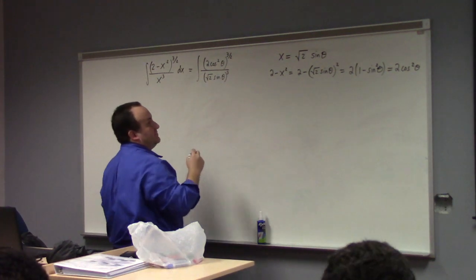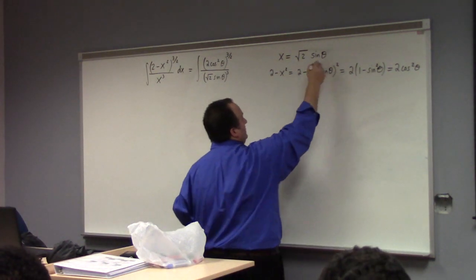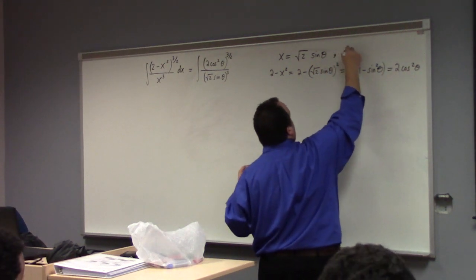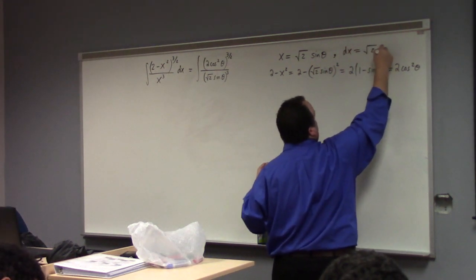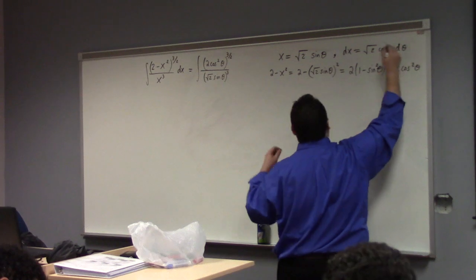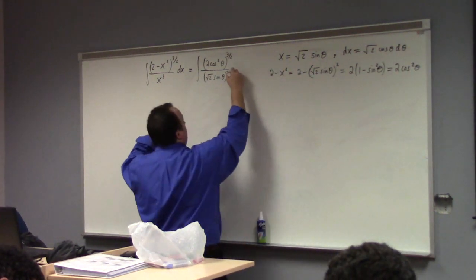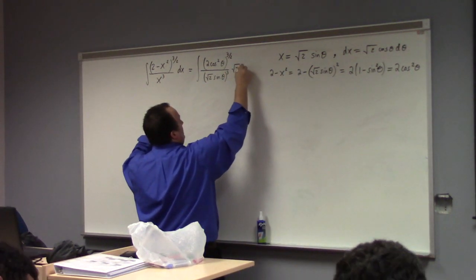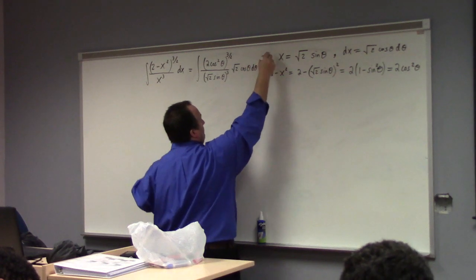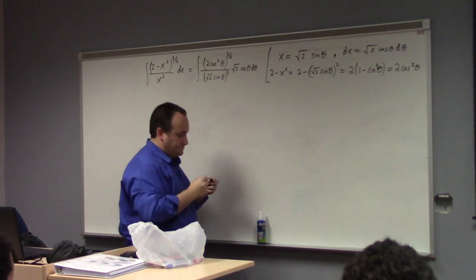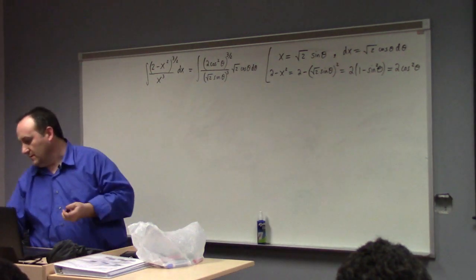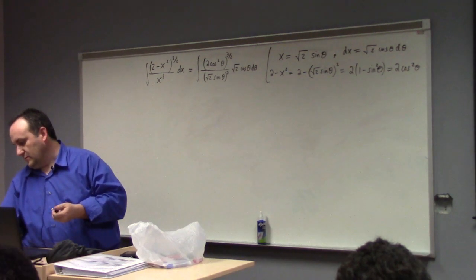And what's my dx? Well, dx is square root of 2 cosine theta d theta. All right, so we've got square root of 2 cosine theta d theta. Right? Hopefully nothing here too mysterious.